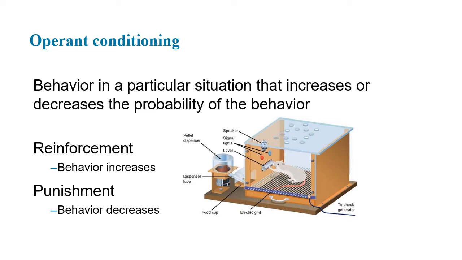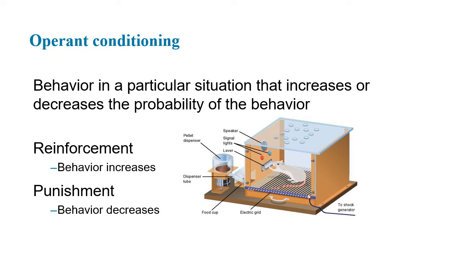You can have positive and negative reinforcement. Positive and negative doesn't mean good or bad. Positive and negative means the addition of something or the subtraction of something. So positive reinforcement is the addition of something wanted. If you get good grades, you get rewarded with money. That's a positive reinforcement. You're adding something wanted.